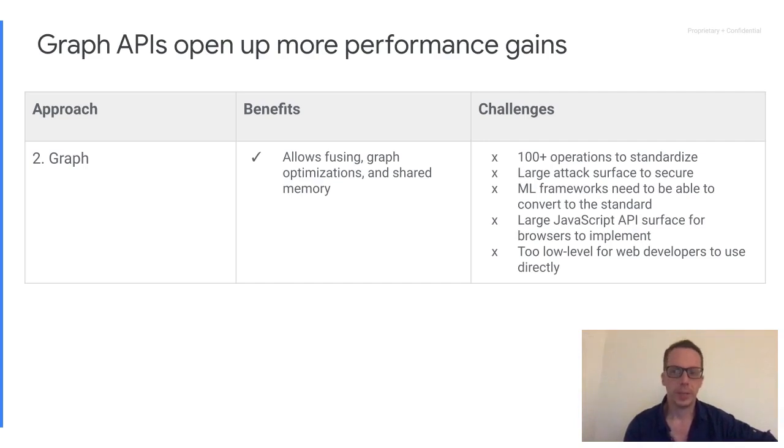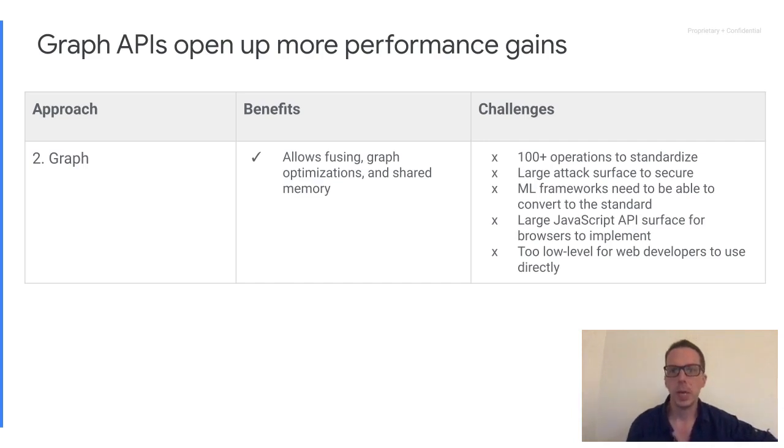One big challenge for a graph API is that it has JavaScript APIs for every different operation that's supported. For perspective, the Android NN API supports over 120 operations. TensorFlow supports more than 1,000. That number has been growing by around 20% per year, which makes it really challenging to standardize.